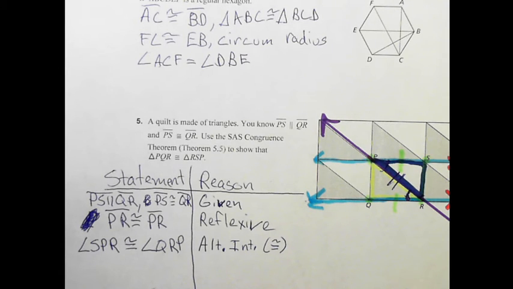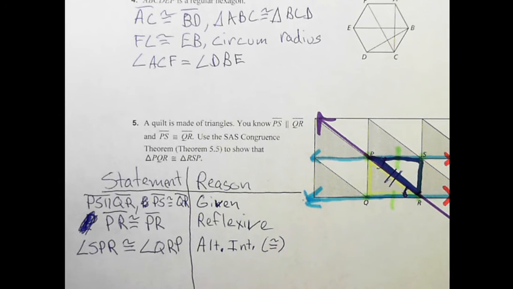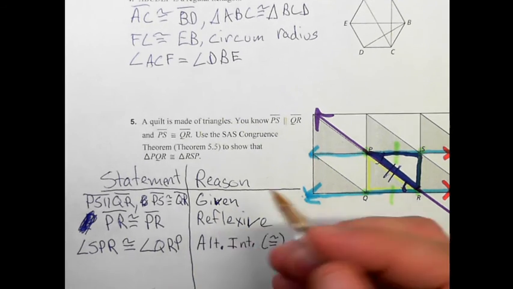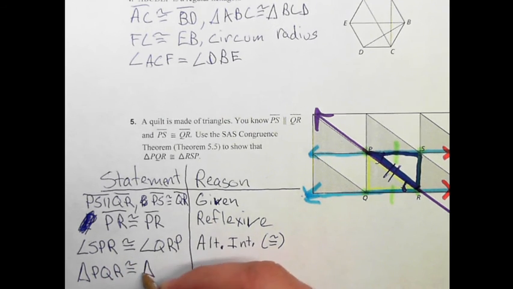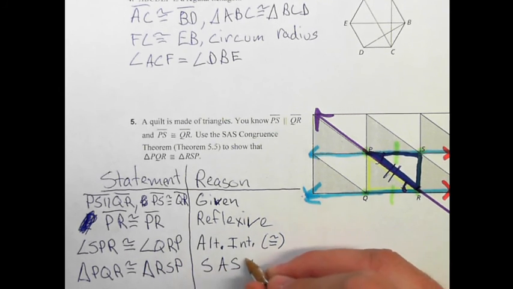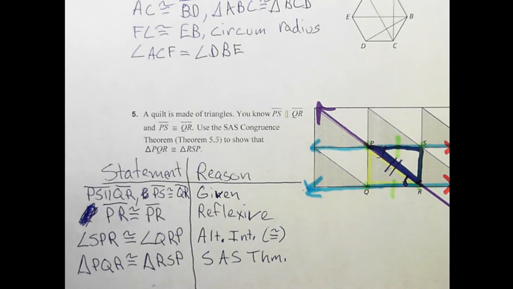So I have two sides that are congruent that I've proven, and I have the angle trapped between those two sides that are congruent, which I've just proven. So now I can say that triangle PQR is congruent to triangle RSP based on the side angle side theorem. Any questions on that?